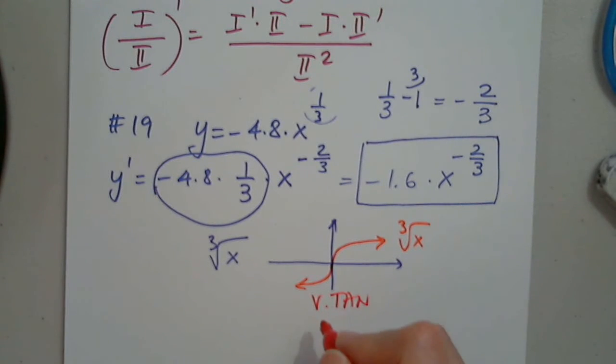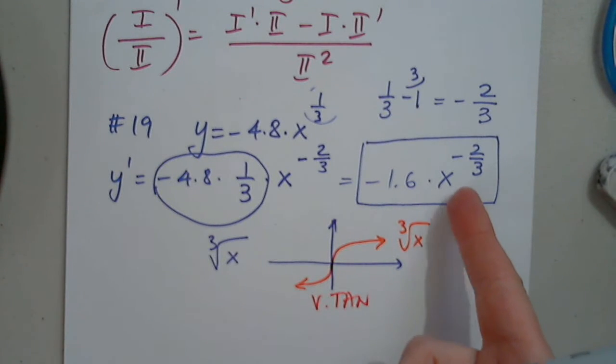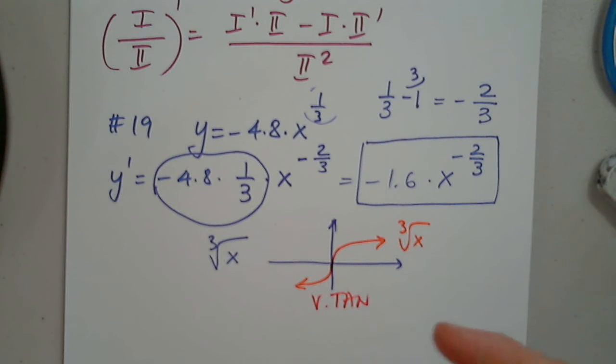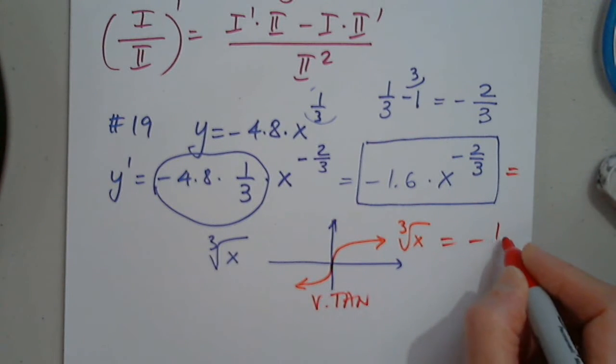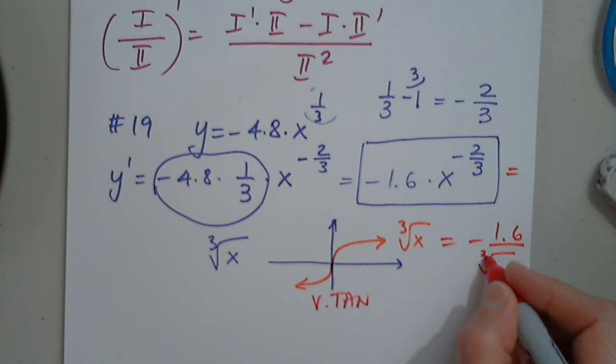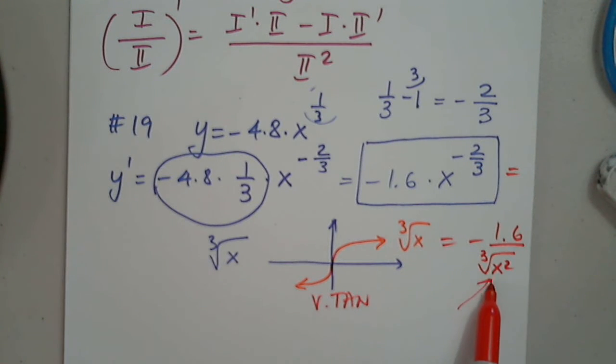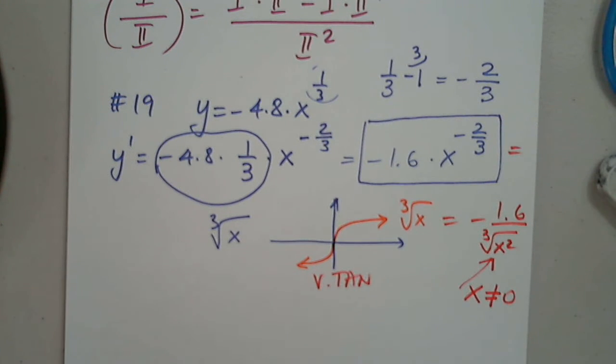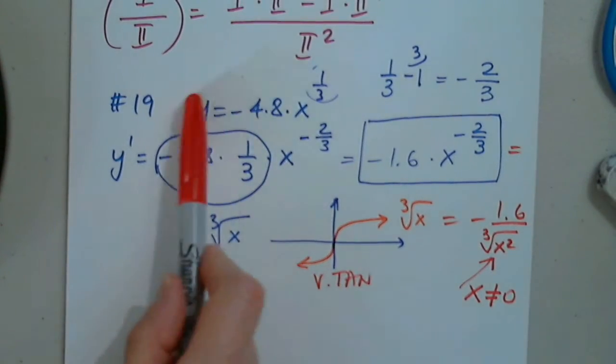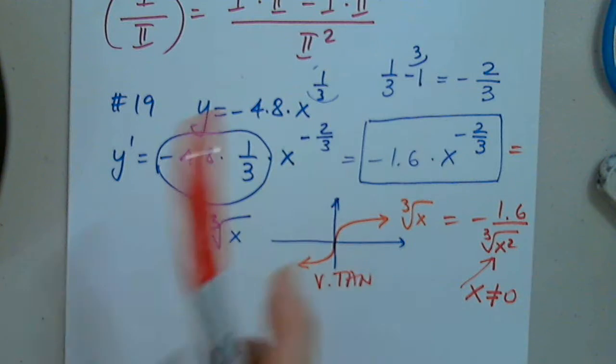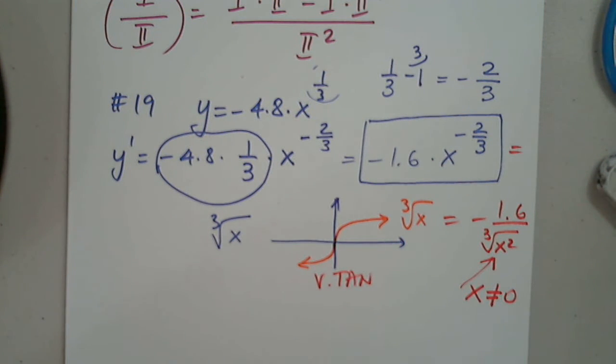Vertical tangent at 0. Same thing, you can see it by simply changing the negative power into positive. If you write negative 1.6 over the cube root of x squared, you will see this is in the denominator. It cannot be 0. So that's another way. The derivative doesn't exist at 0, which means this function is not differentiable at 0. Very good. Good pick.